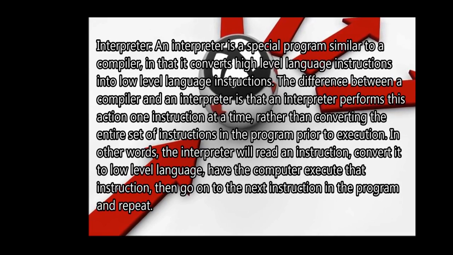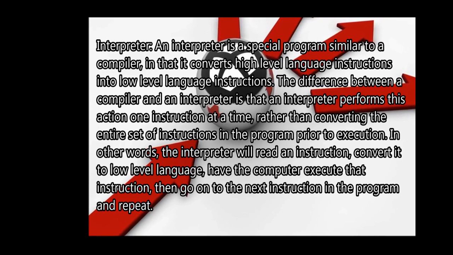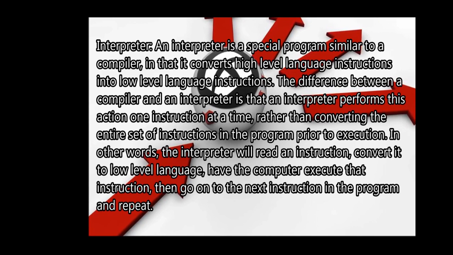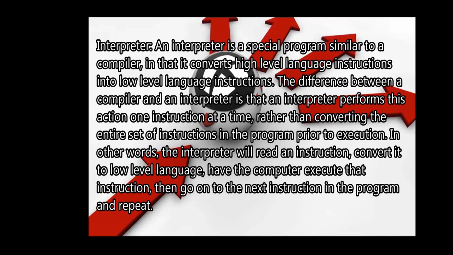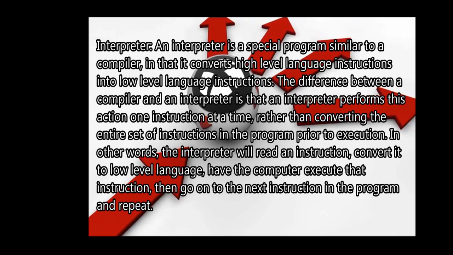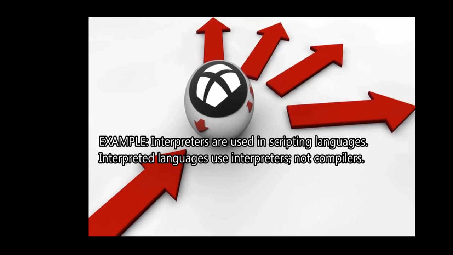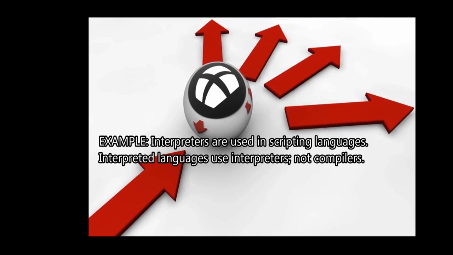Interpreter. An interpreter is a special program similar to a compiler in that it converts high-level language instructions into low-level language instructions. The difference between a compiler and an interpreter is that an interpreter performs this action one instruction at a time, rather than converting the entire set of instructions in the program prior to execution. In other words, the interpreter will read an instruction, convert it to low-level language, have the computer execute that instruction, then go on to the next instruction in the program and repeat. Example: interpreters are used in scripting languages. Interpreted languages use interpreters, not compilers.